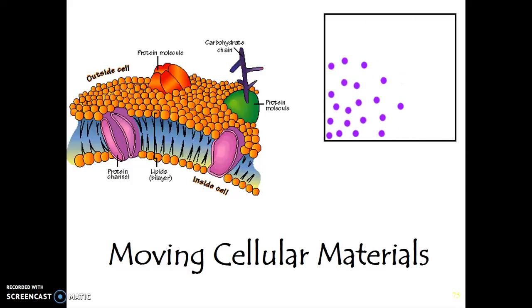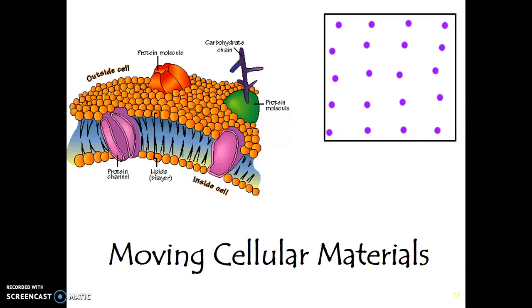Now we need to spend a little bit more time talking about one of the organelles of the cell, known as the cell membrane or the plasma membrane. So we've already started to talk about it, but we need to go into more detail. What all makes up the plasma membrane and how does it work?